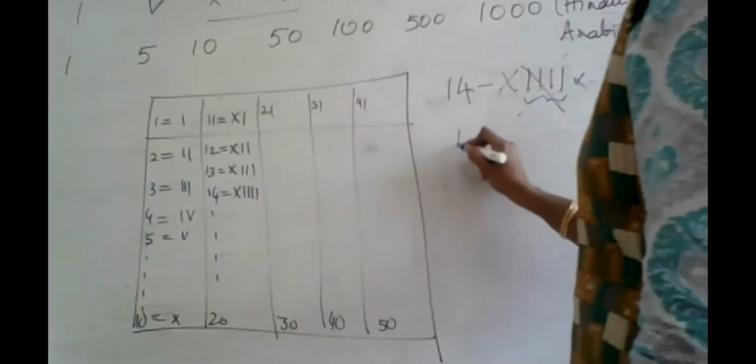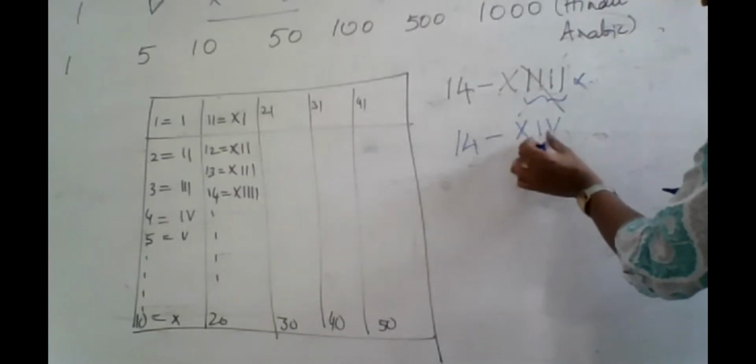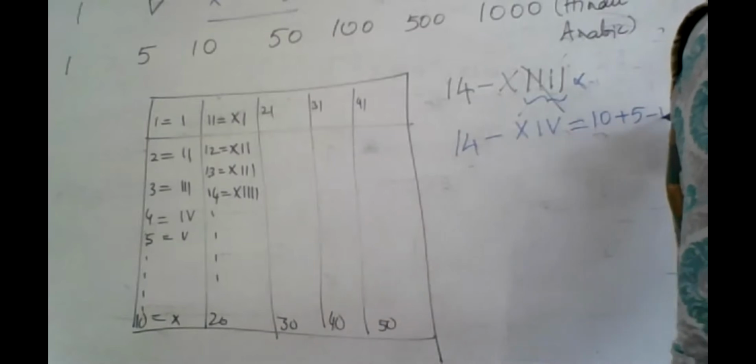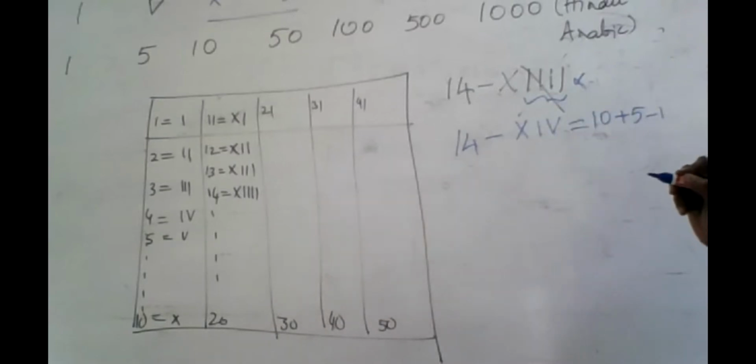So 14 will be written as X, then this is 5. When you subtract 1 from 5, it will become 4. So this is 10 and 4. That is 10 plus 5 minus 1. 10 plus 5, 15, minus 1 is 14. Alright, how will you write 19?